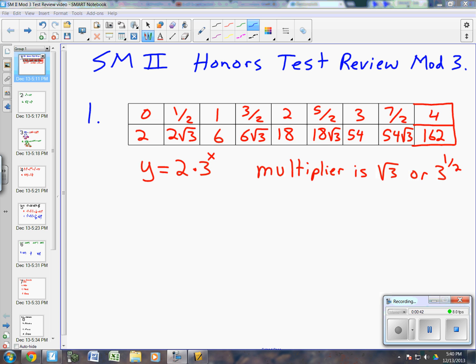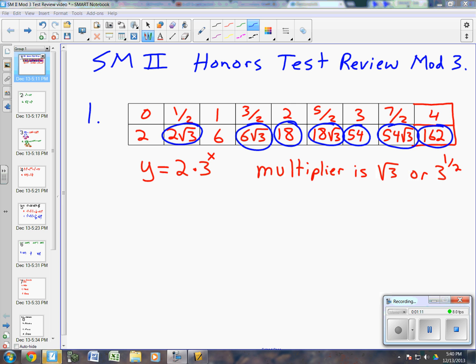So on problem number 1, you were supposed to fill in the missing values of the table based on the growth that is described. It says the growth in the table is triple at each whole year. We had to fill in the ones that I'm circling in blue right now, which is all the rest of them down the line. And we found out that the multiplier is just the square root of 3, or 3 to the 1/2. So you multiply each one by square root of 3.